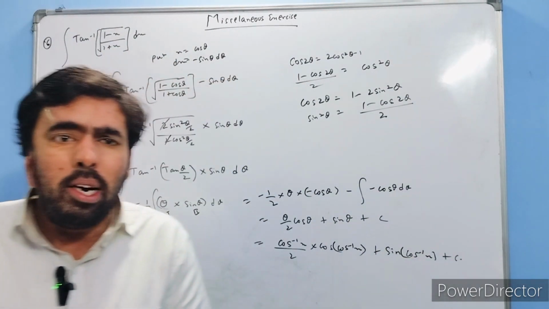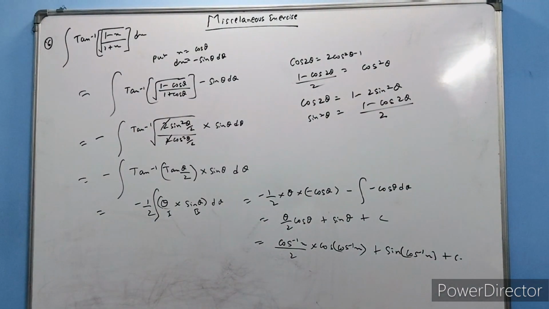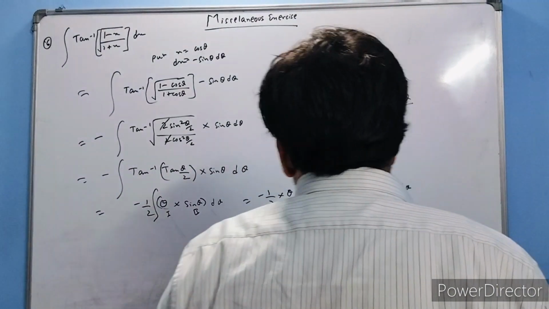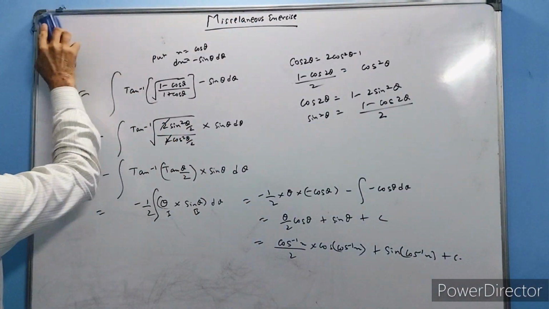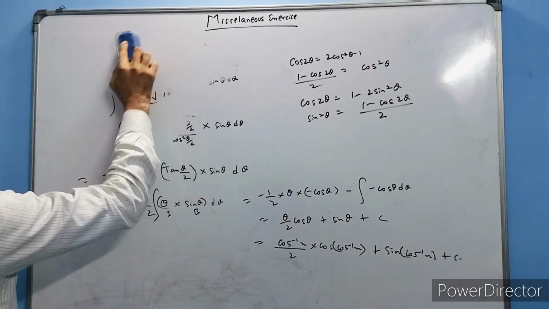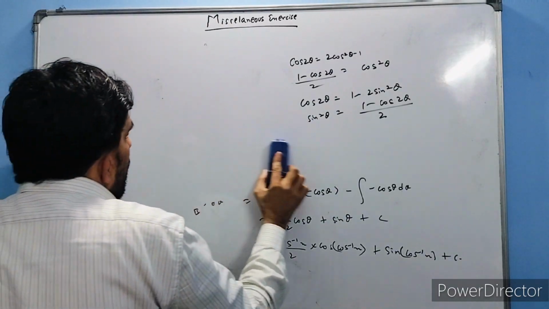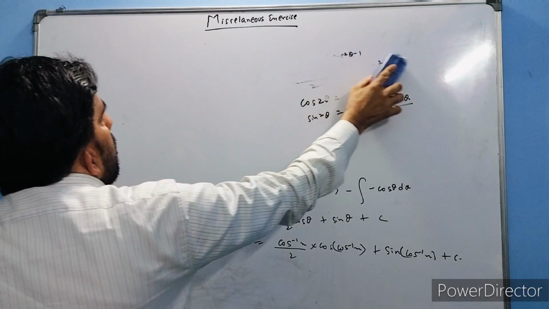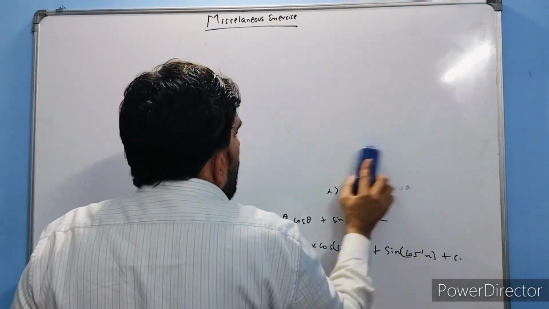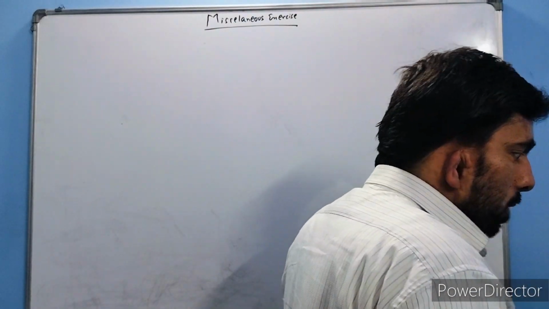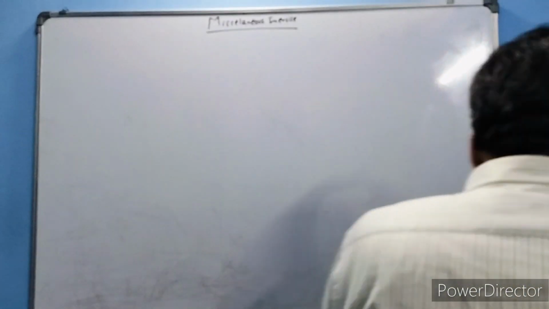Now we'll try to solve the next one. Now let us try to solve the next numerical. Today we have solved only 6 numericals from the miscellaneous exercise. Yesterday we have solved 14. So in total we have solved 20 numericals from the miscellaneous exercise. Okay, so now we'll try to solve the next one we have.